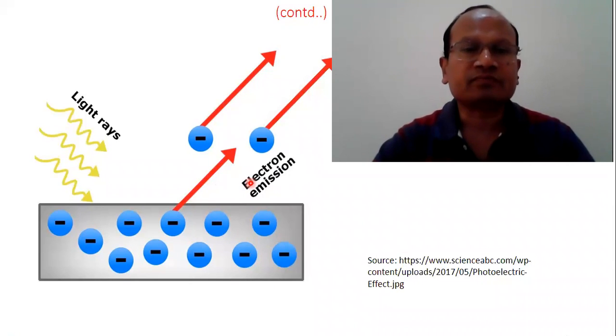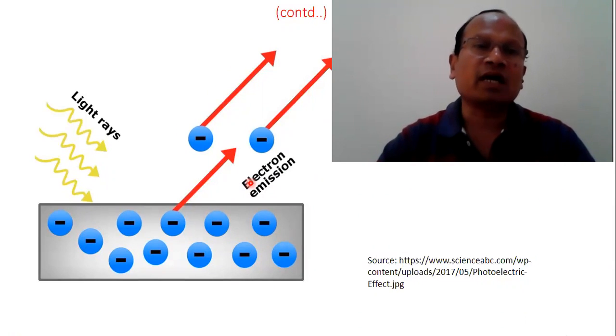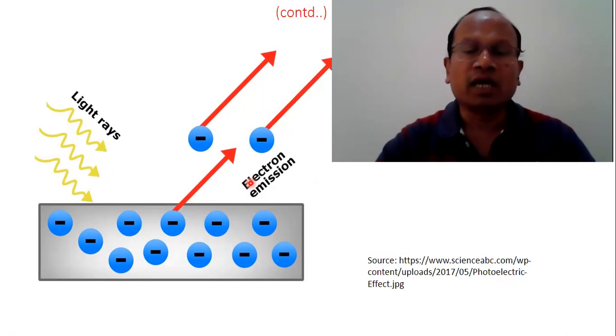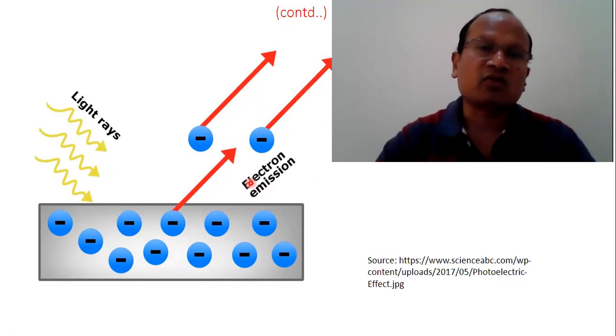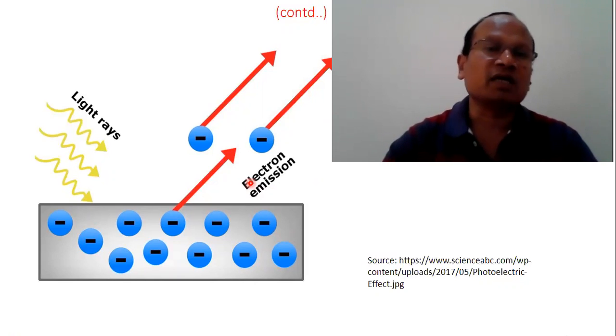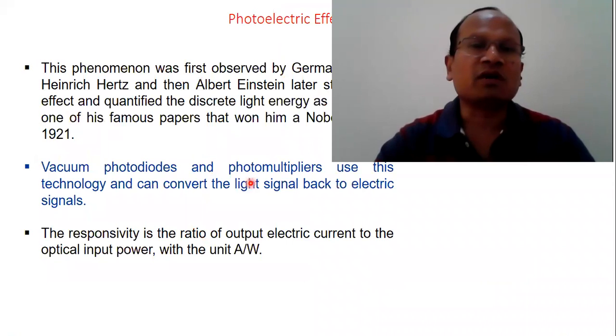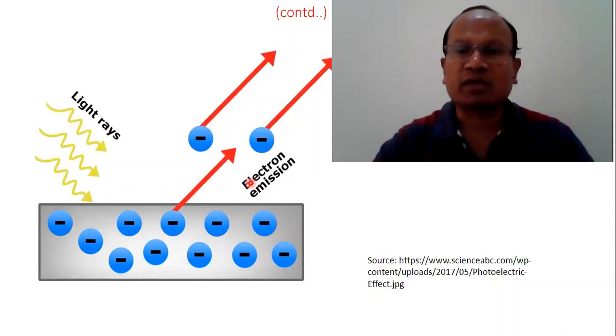So this is a schematic highlighting the photoelectric effect, which was observed by Hertz and later quantified by Einstein, for which he was awarded the Nobel Prize in 1921.